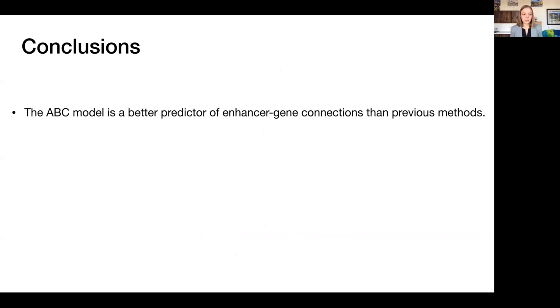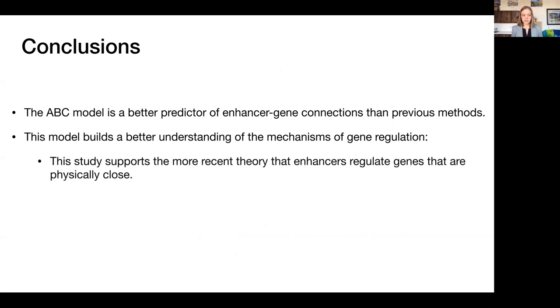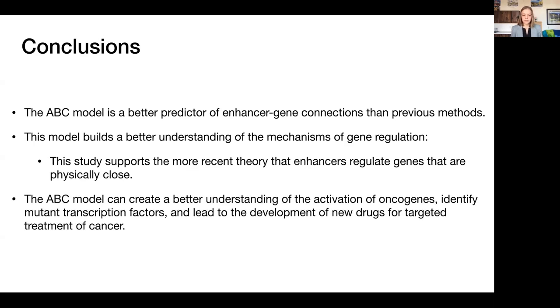So in conclusion, the ABC model is a better predictor of enhancer gene connections than previous methods. This model builds a better understanding of the mechanisms of gene regulation and supports the more recent theory that enhancers regulate genes that are physically close. The ABC model can create a better understanding of the activation of oncogenes, identify mutant transcription factors, and lead to the development of new drugs for targeted treatment of cancer.